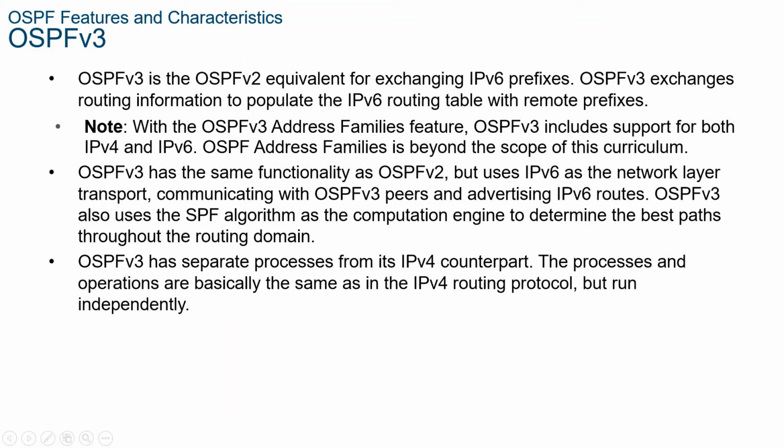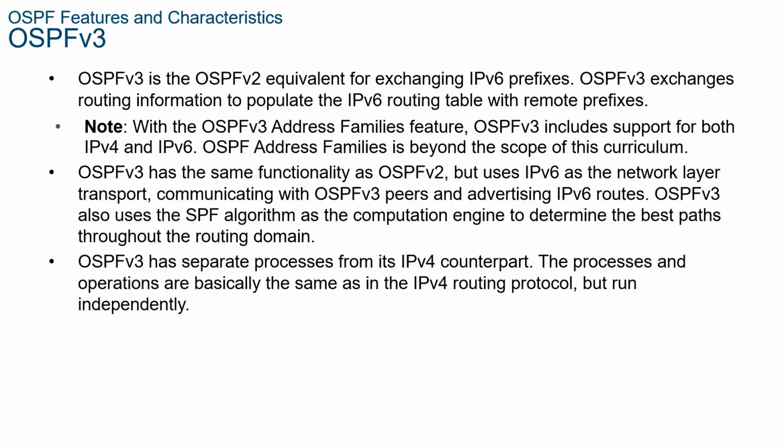Alright, so let's talk about OSPF version 3. OSPF version 3 is the OSPF version 2 equivalent for exchanging IPv6 prefixes. Recall that in IPv6, the network address is referred to as the prefix, and the subnet mask is called the prefix length. Similar to IPv4, this is its counterpart. OSPF version 3 exchanges routing information to populate the IPv6 routing table with remote prefixes.